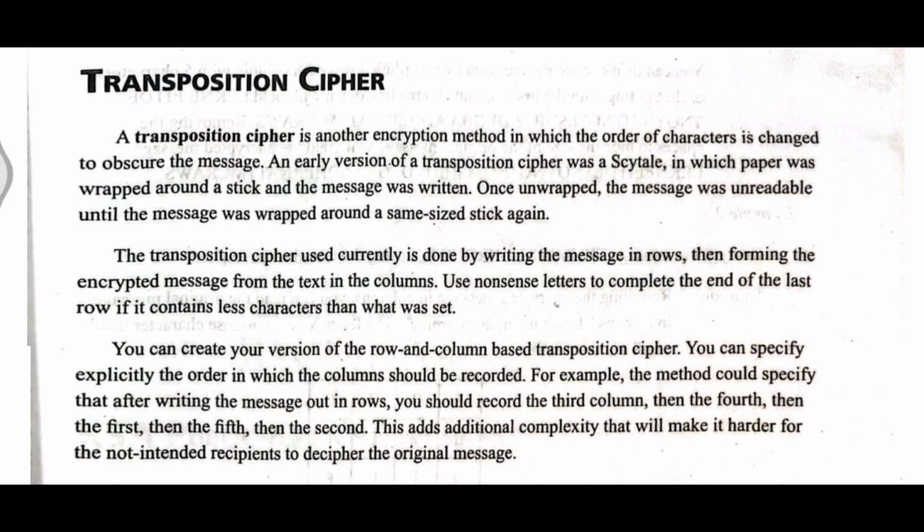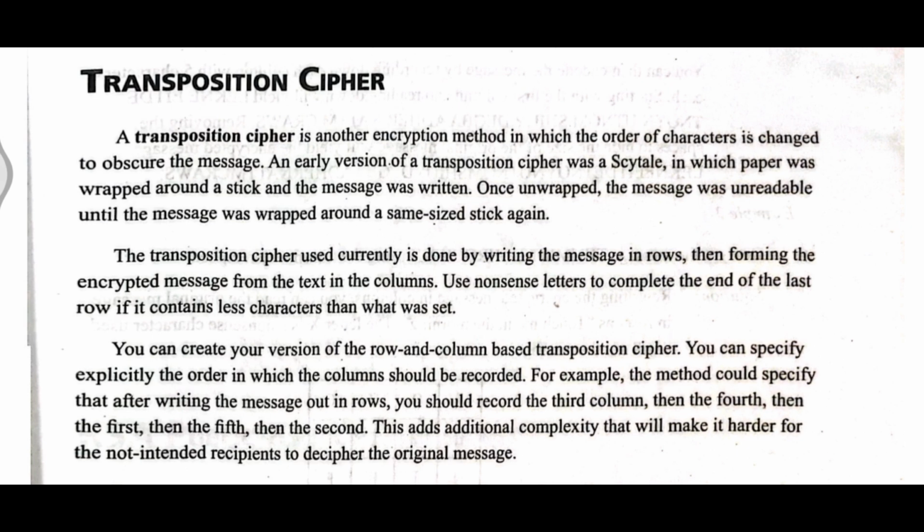An early version of transposition cipher was a skytale, in which paper was wrapped around a stick and the message was written. Once unwrapped, the message was unreadable until it was wrapped around a same size stick again. So, the transposition cipher used currently is done by writing the message in rows, then forming the encrypted message from the text in the columns.